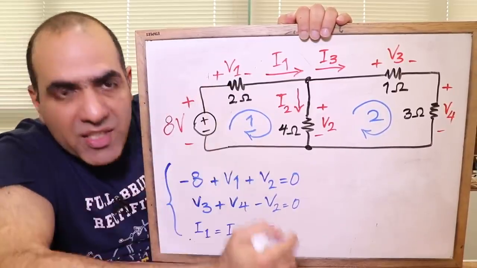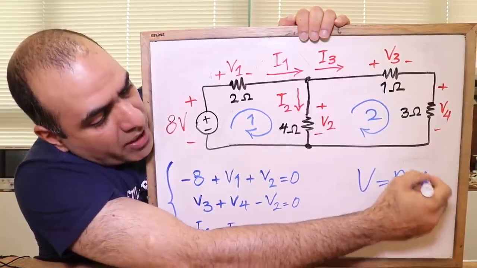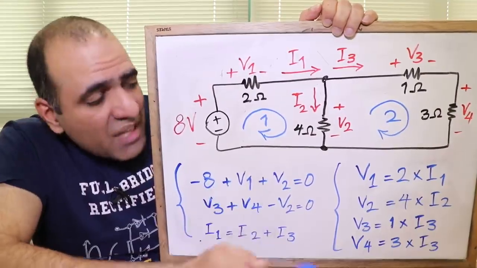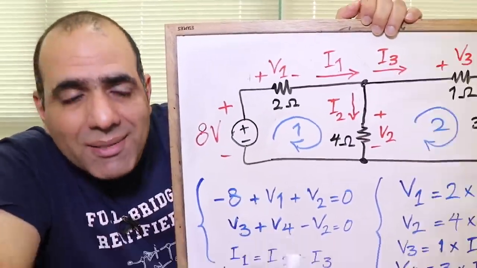if the current enters the positive terminal of a resistor, the voltage across the resistor is resistance times current. And just like that, we get 4 more equations. Now we just have to sit down and solve it.